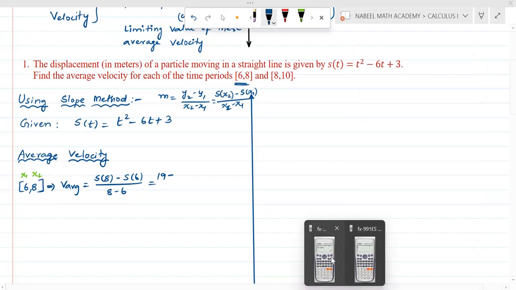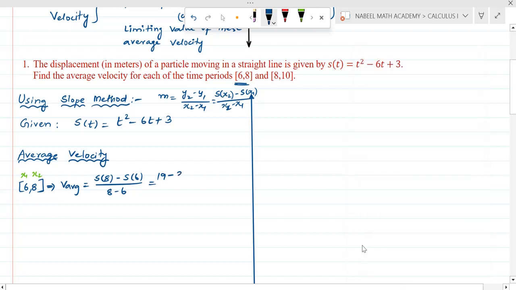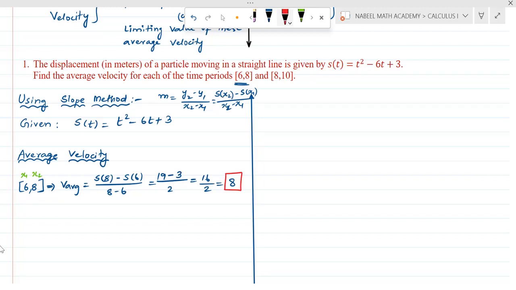Minus, same thing. The function is already fixed, no need to fix it again. Just press the CALC button and give the value x equals 6. Therefore it is 3, over 2. So it is 16 over 2, which is equal to 8. So this is my average velocity for the interval 6, 8. The units are meters per second.